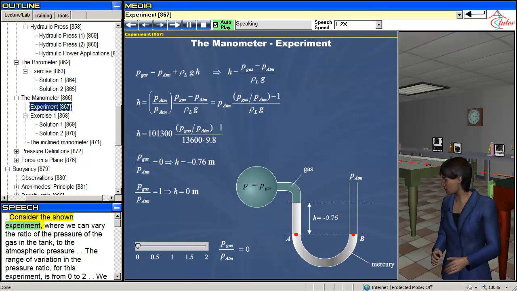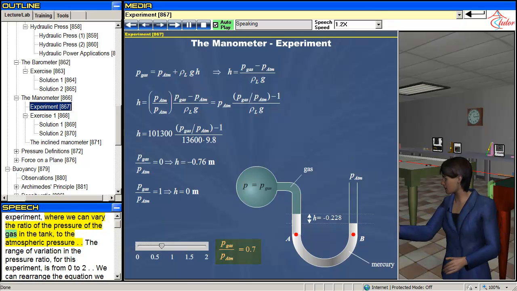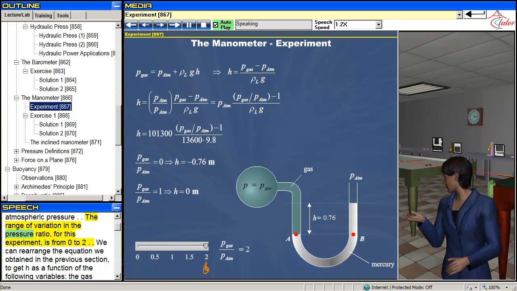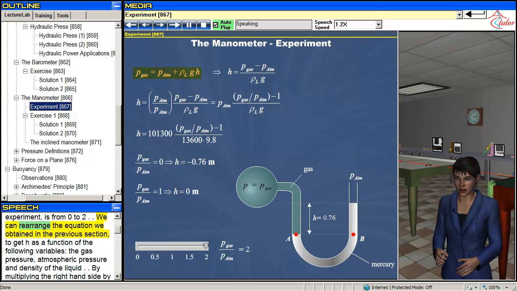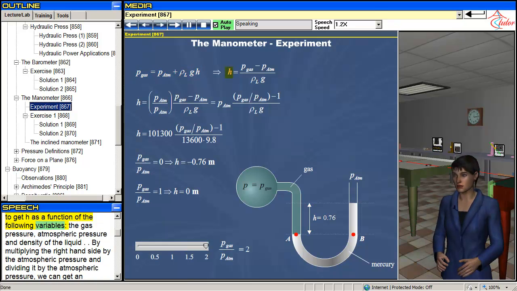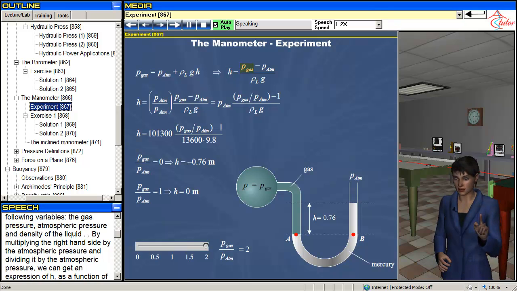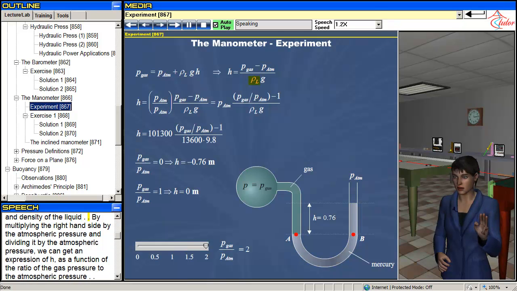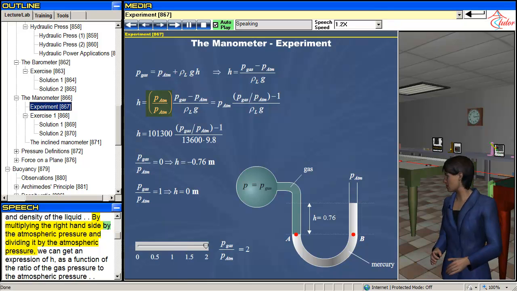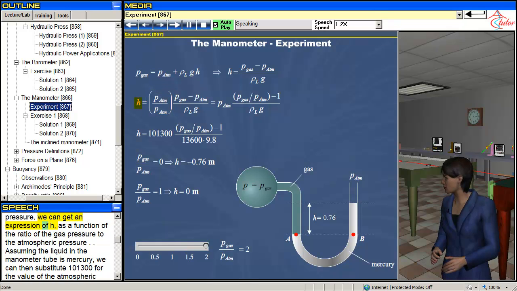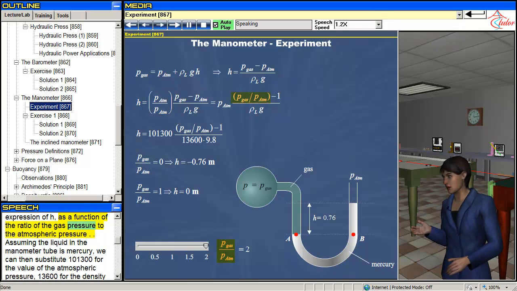Consider the shown experiment, where we can vary the ratio of the pressure of the gas in the tank to the atmospheric pressure. The range of variation in the pressure ratio for this experiment is from 0 to 2. We can rearrange the equation we obtained in the previous section to get h as a function of the following variables: the gas pressure, the atmospheric pressure, and density of the liquid. By multiplying the right-hand side by the atmospheric pressure and dividing it by the atmospheric pressure, we can get an expression of h as a function of the ratio of the gas pressure to the atmospheric pressure.